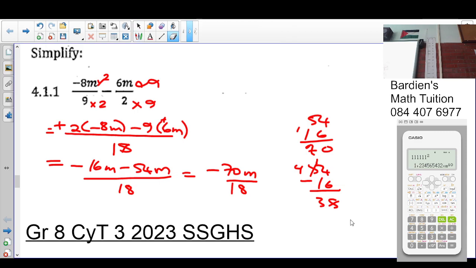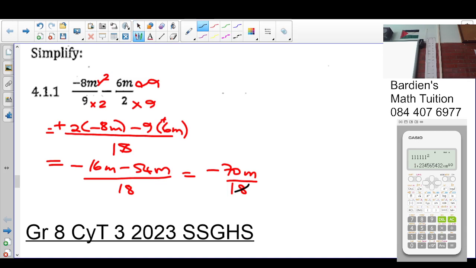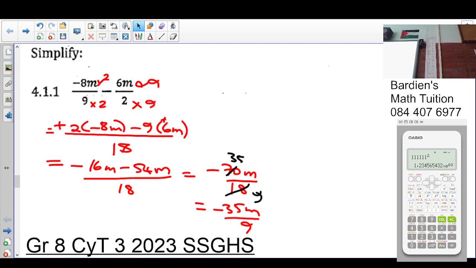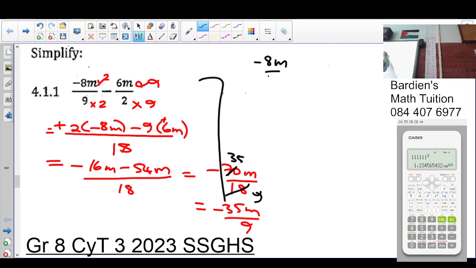People, if the signs are the same, you must add them. But as you can see, 2 goes into here 9 times, 2 goes into here 35 times. So the answer is negative 35m over 9. Easy. Yes, my girl? I did it differently. My LCM was 9. Yes, that is also fine. So what you would have done is you say negative 8m over 9 minus 6m over 2.